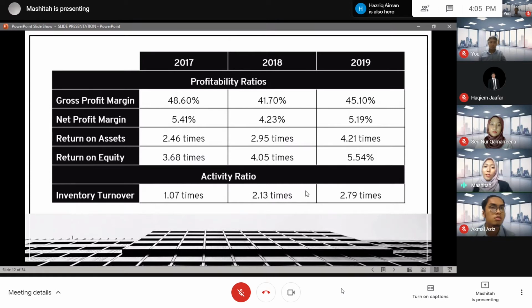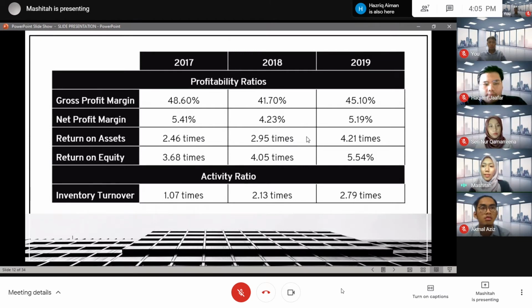However, for the return on asset and return on equity, the highest is during 2019, which is 4.21 times and 5.54% respectively. This is because during 2019, the profit after tax rose 31% from 11.4 million to 8.7 million. And besides, the event that happened in 2019 is the strong demand for gloves. At this critical period, health, safety and precaution are paramount to people.